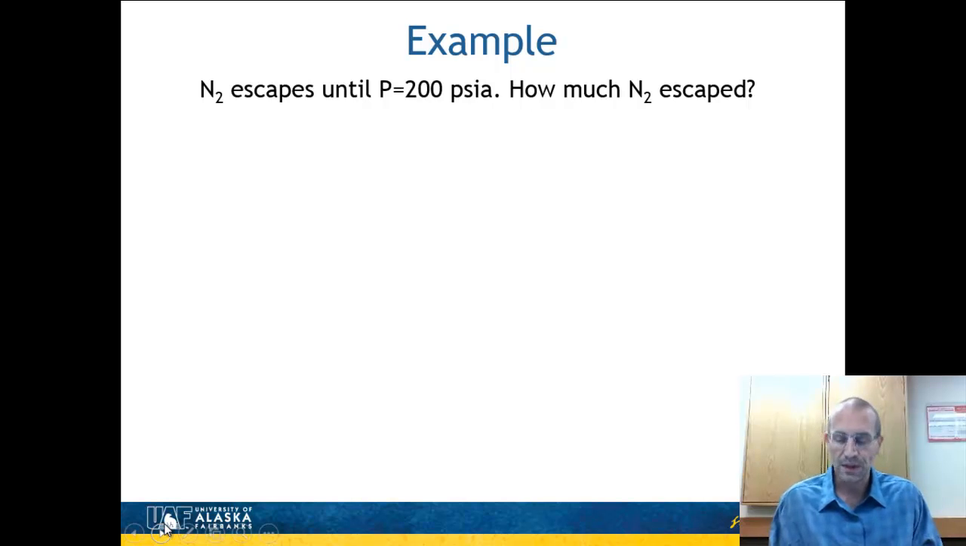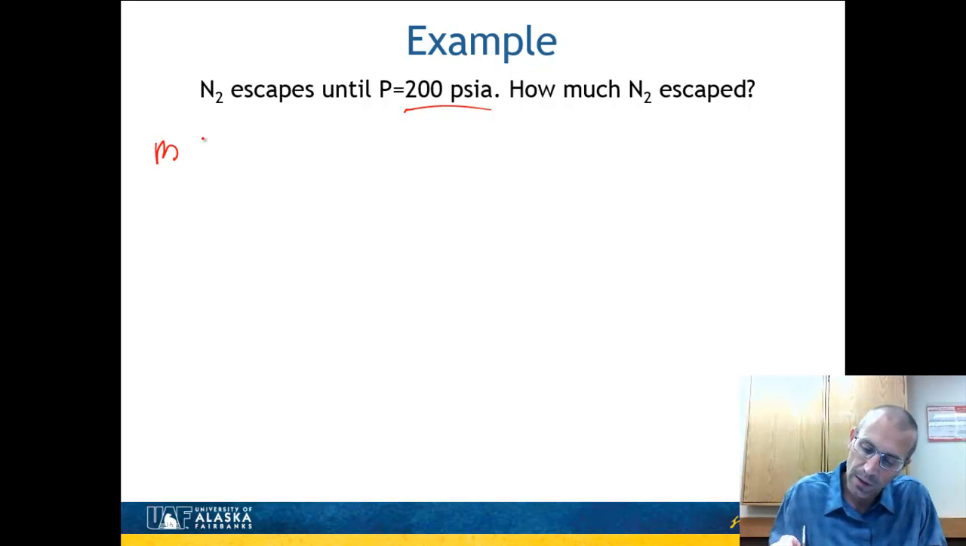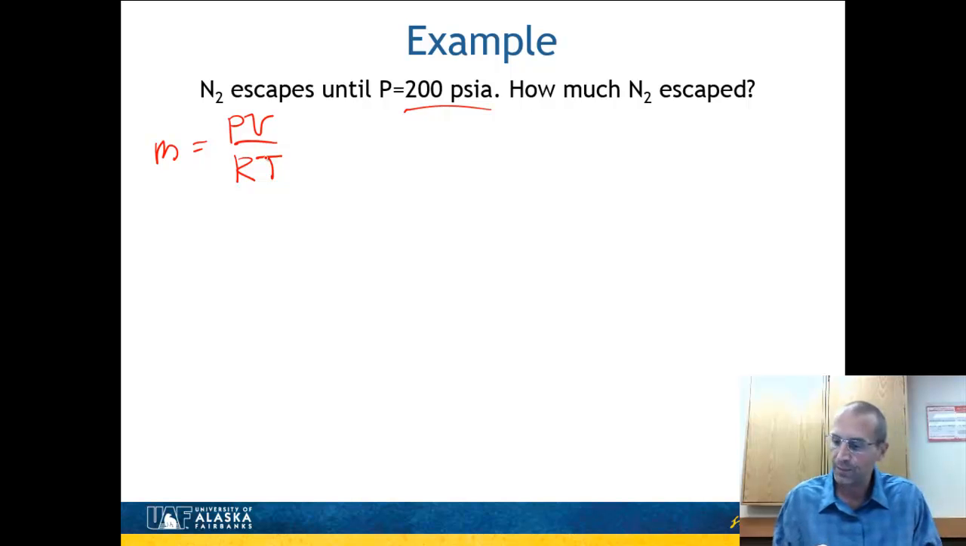All right, let's continue with this example. Now the problem says some N2 escapes until the pressure in the tank has dropped to 200 PSIA, and we want to find out how much N2 has escaped. So again, I can use the ideal gas law, but I'm going to rearrange it to solve for the mass. So mass is PV over RT, and we'll find out how much mass remains in the tank.